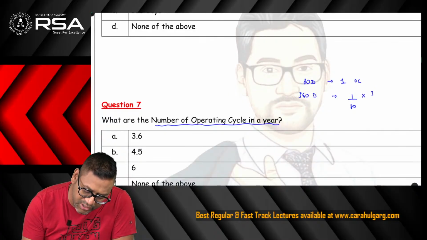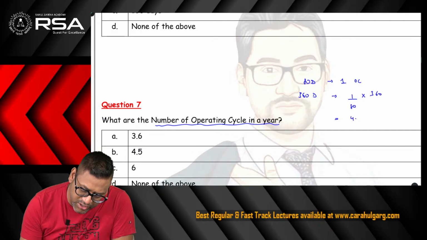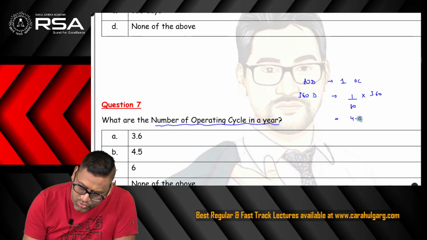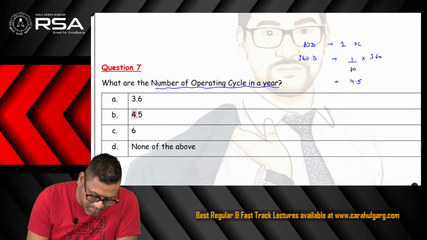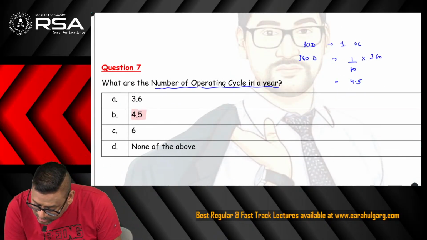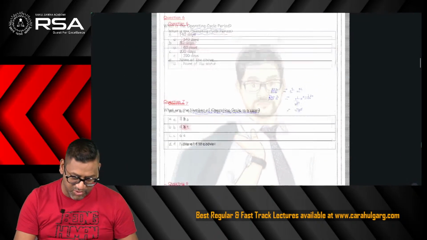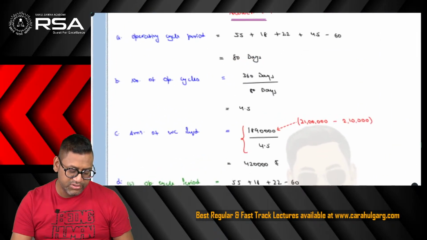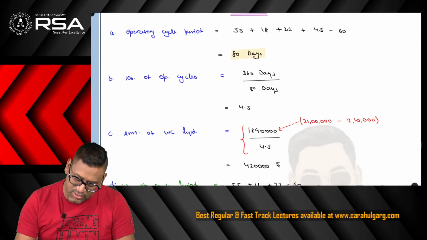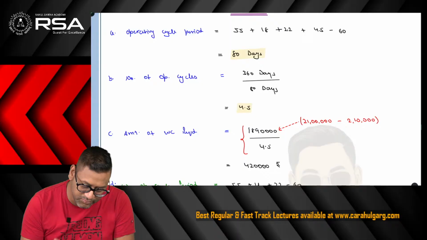So 1 upon 80 into 360, you will get your answer as, I think it should be, yeah, it should be 4.5. So option B becomes the correct answer. Very nice. Ananta Kumar has been very active today, giving the correct answer. Or if you want to see over here, as I told you, I have given the details as well. So you can see the answer as 4.5.